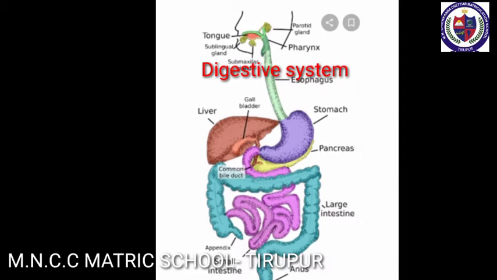The process of nutrition begins with the intake of food called ingestion. The breakdown of large, complex, insoluble food molecules into small, simpler, soluble, and diffusible particles by the action of digestive enzymes is called digestion. Parts of the body concerned with the digestion of food form the digestive system.